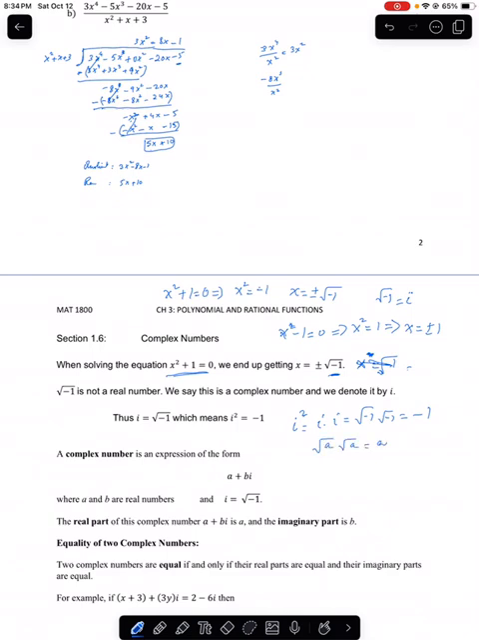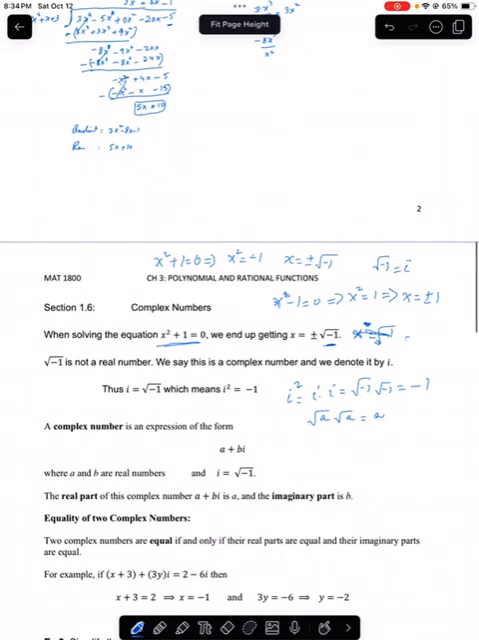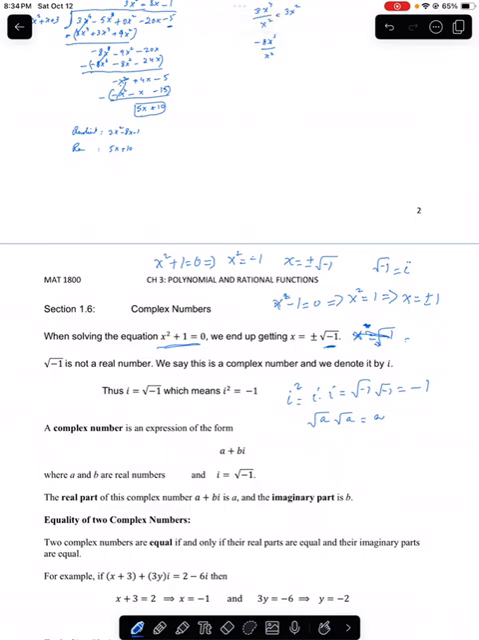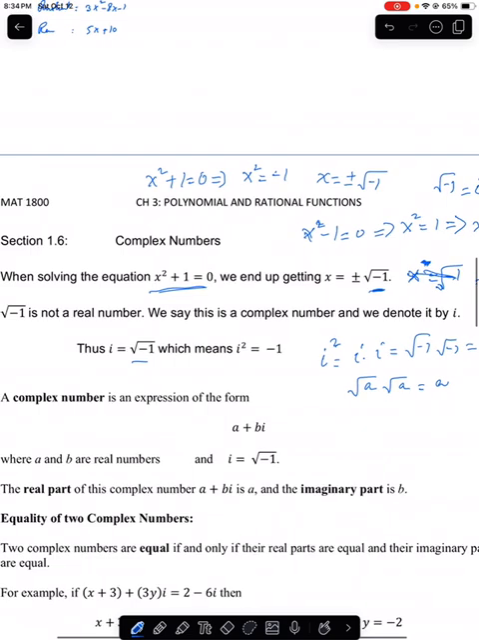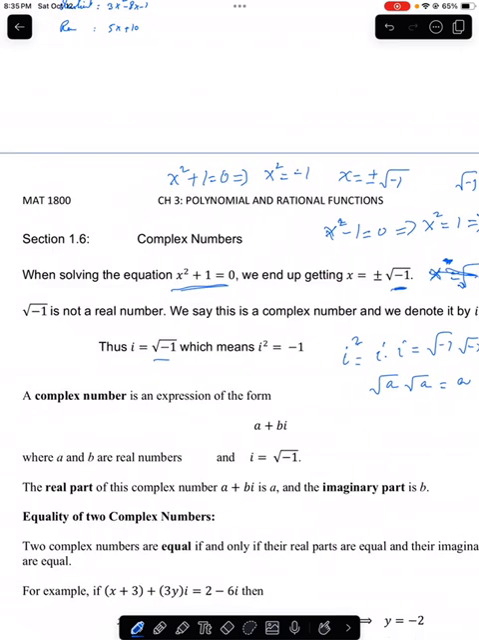Okay, now more about complex numbers. So this i is kind of a unit, the imaginary part of the complex number. A complex number is an expression of this form: a plus bi, where i is equal to square root of negative 1, and a and b are real numbers. That's why I said the set of complex numbers is a bigger set than the set of real numbers, because it contains all the real numbers. So all the real numbers exist inside the set of complex numbers.